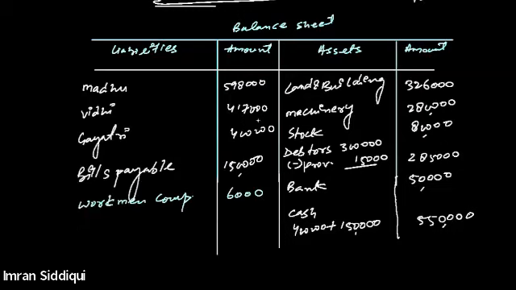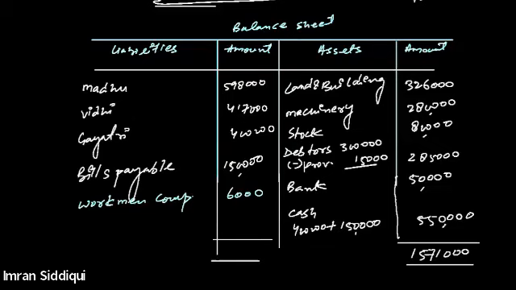Now let's tally and hope that both the sides are equal. Let me first total the asset side: 3,26,000 plus 2,80,000 plus 80,000 plus 2,85,000 and 50,000 plus 5,50,000. So the value that I'm getting is 15,71,000.